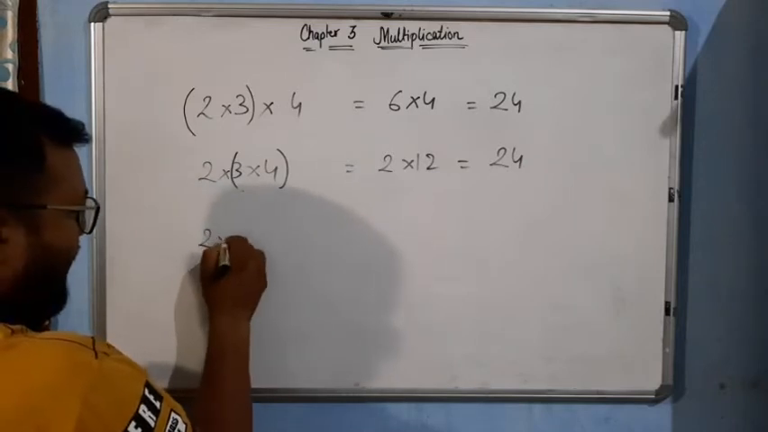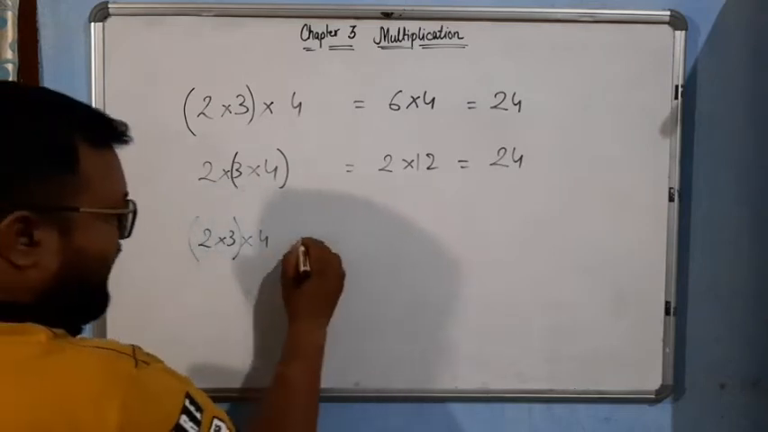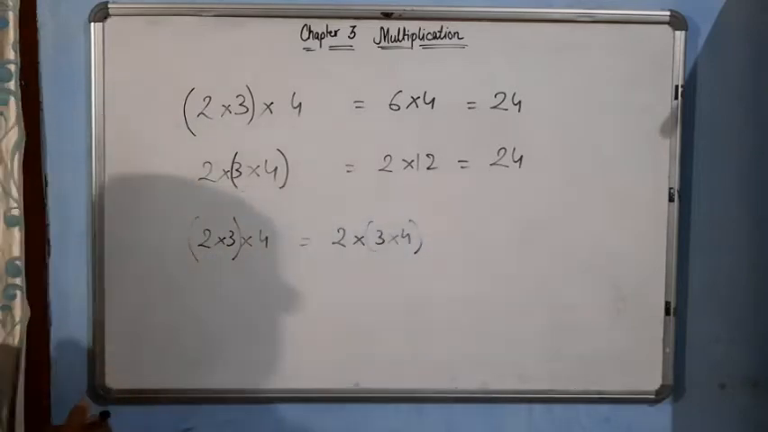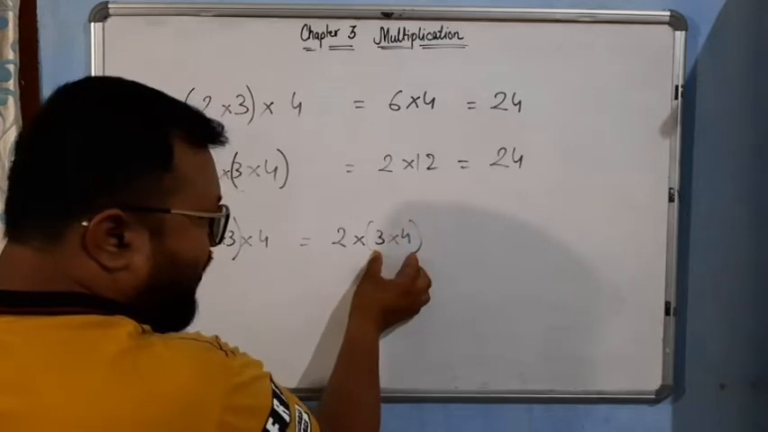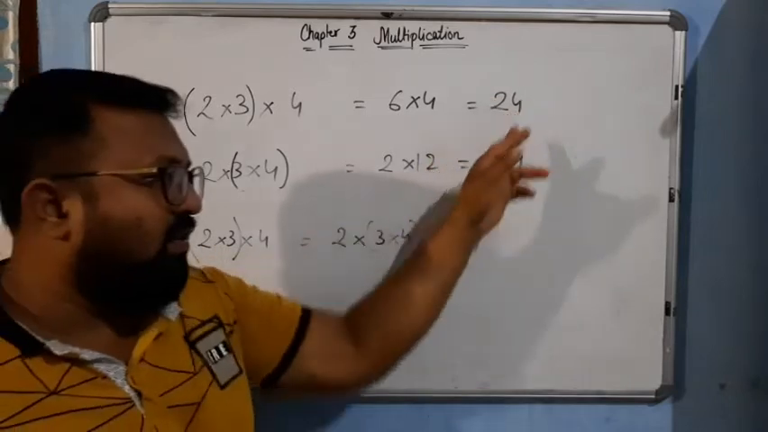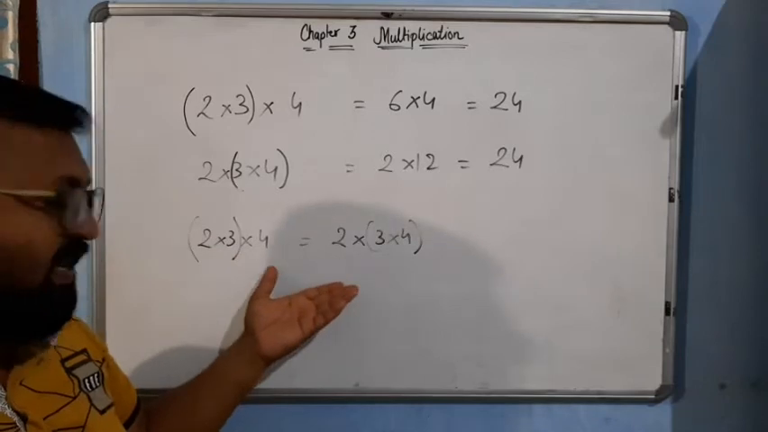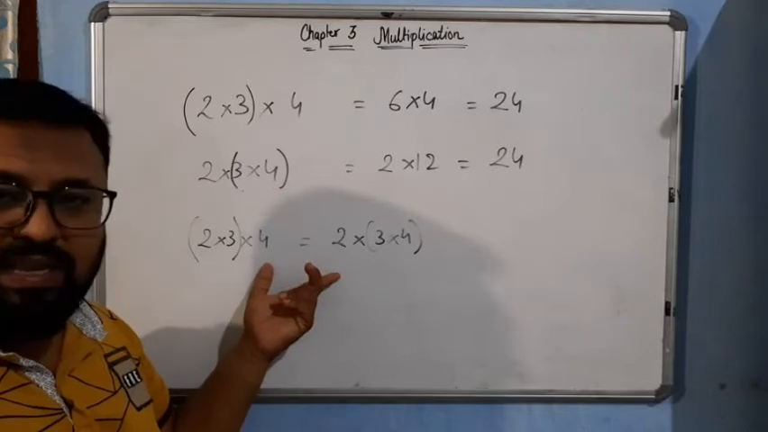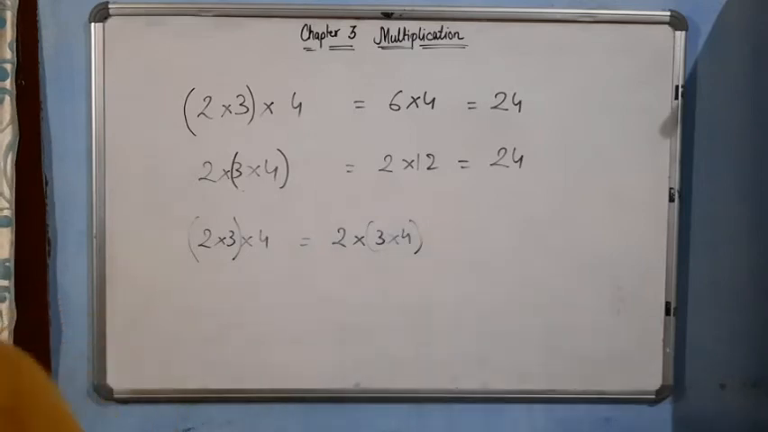So we can write 2 into 3 into 4. First, we multiply the first two numbers first, or we can multiply 3 into 4 in the second part. We can multiply 3 into 4 first and then multiply the result with 2. In both cases we will get the same result, 24, 24. So we can group the numbers in any way. This property, in higher class we will come across as the name of associative property. Associative.